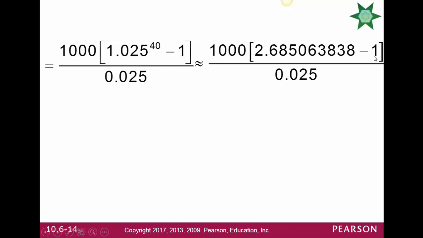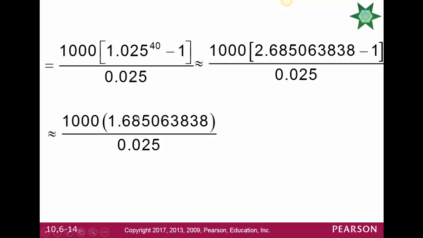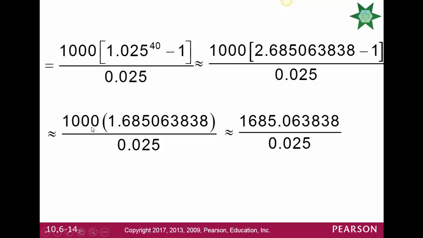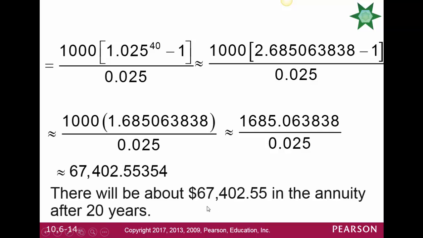Next step, we're going to subtract 1 from that figure. We're going to multiply the numerator, that figure, times 1,000. And finally, we're going to divide by 0.025. So at the end of the compounding period, we'll have about $67,402.55 after 20 years.